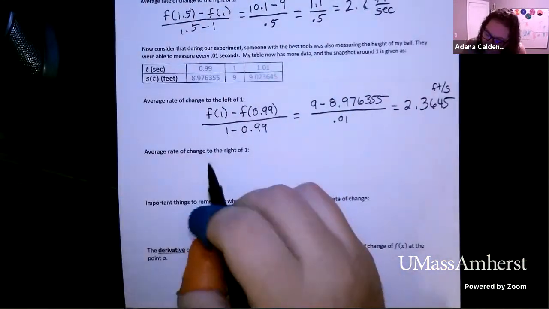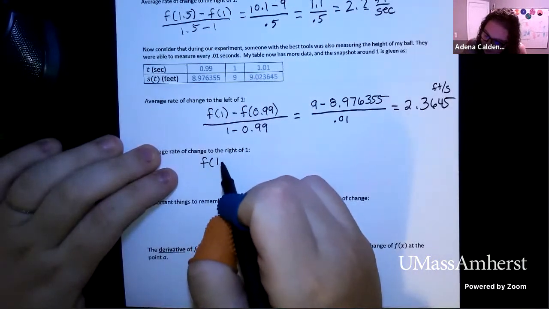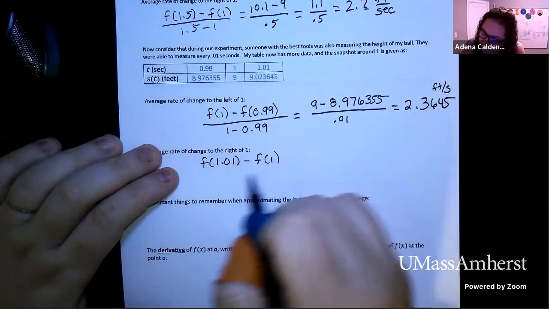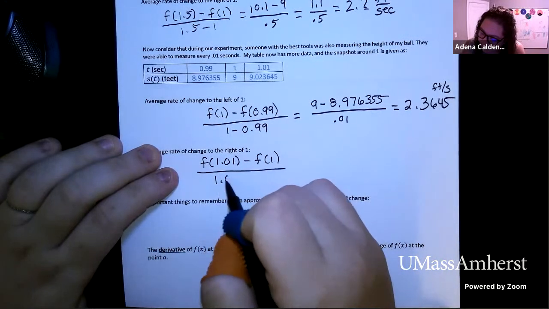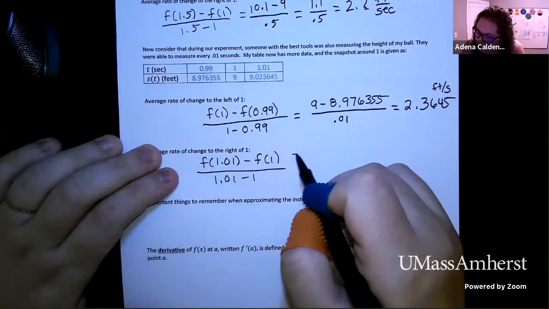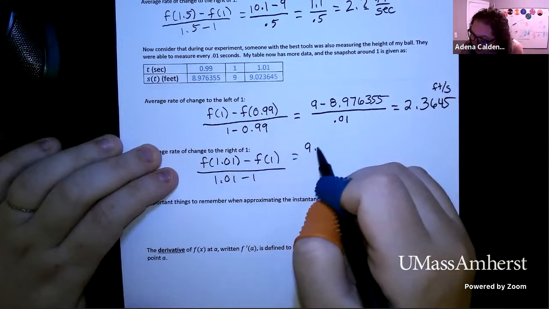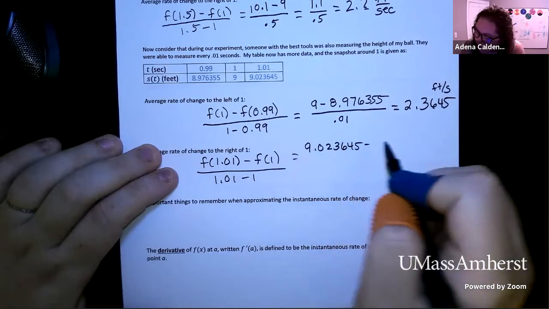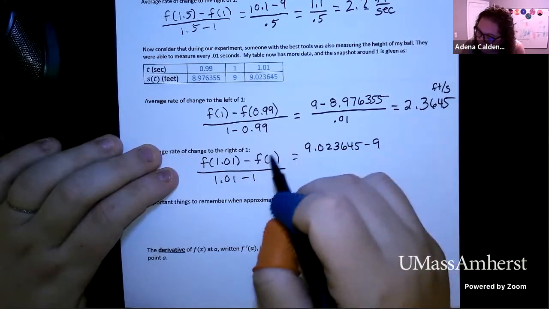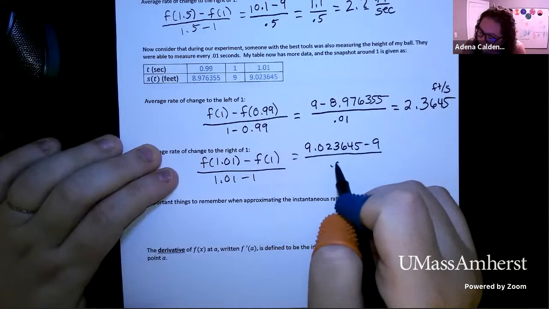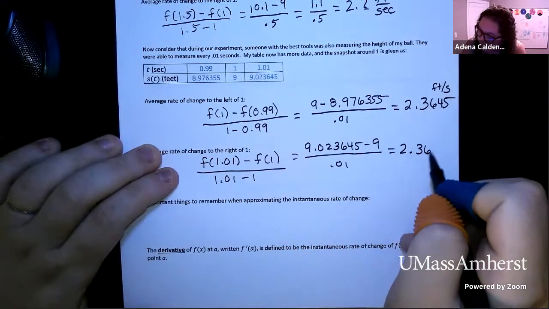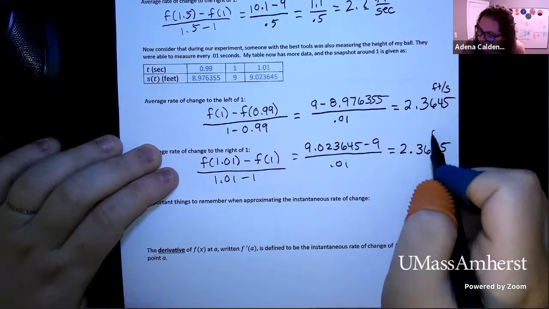And when we did our approximation to the right, we'd have f of 1.01 minus f of 1 over 1.01 minus 1. So we take those values, 9.02365 minus 9, f of 1 is 9, divided by 0.01. And we would get 2.3645 feet per second.